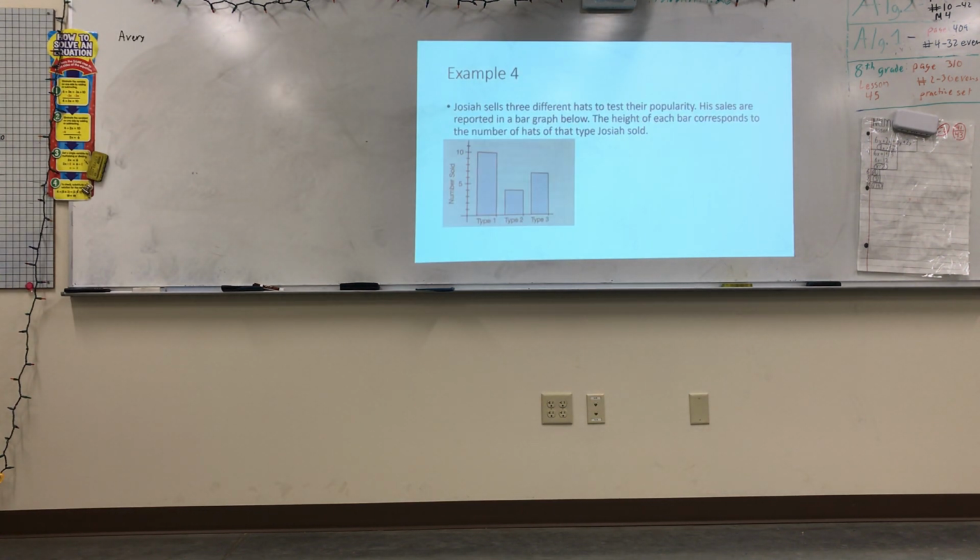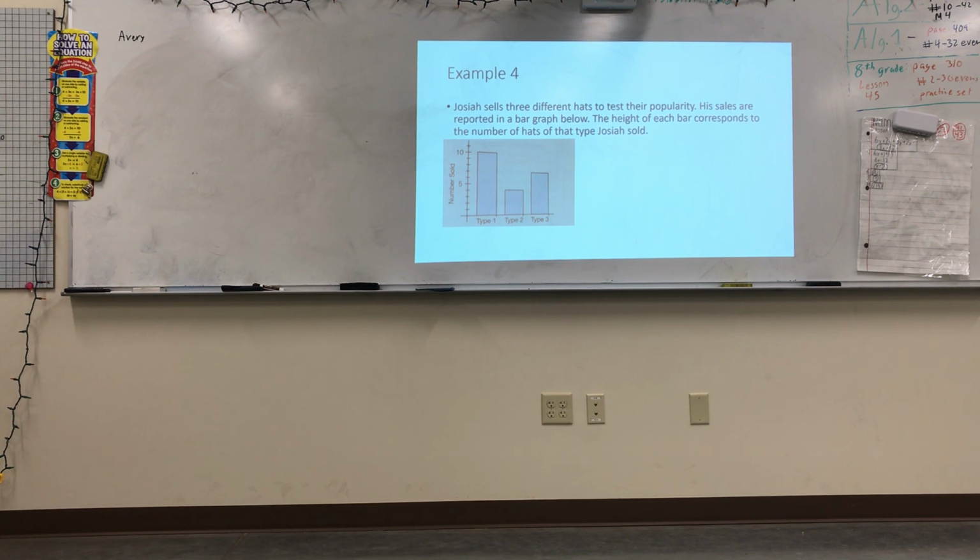Alright. Josiah sells 3 different hats to test their popularity. His sales are reported in a bar graph below. The height of each bar corresponds to the number of hats that Josiah sold. So we have 10 for type 1. I'd say about 4 for type 2 and about 7 probably for type 3.